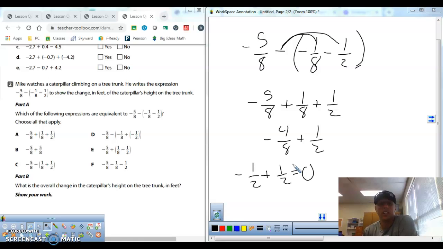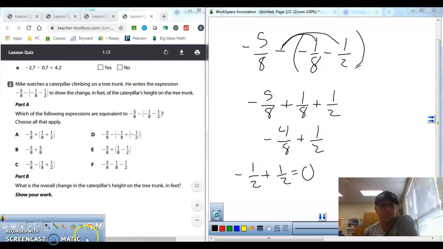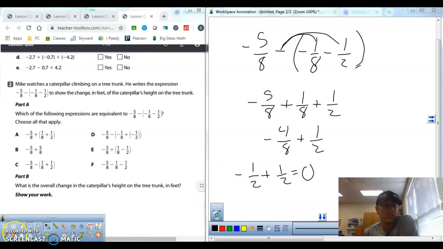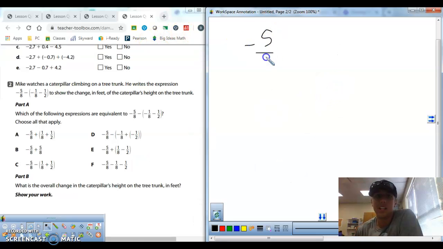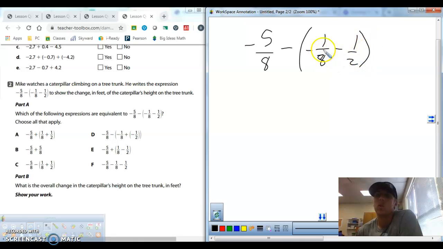Okay, another way to look at this is, so you know the answer is going to be 0, okay? Another way we can do it, instead of distributing the negative, we can take negative 5/8 minus negative 1/8 minus 1/2. We can get all this in terms of eighths in here, okay?